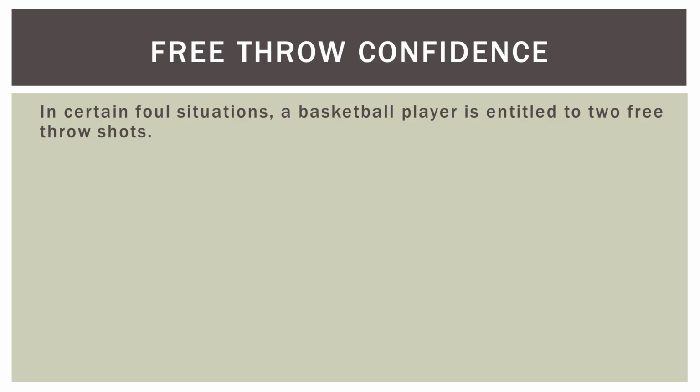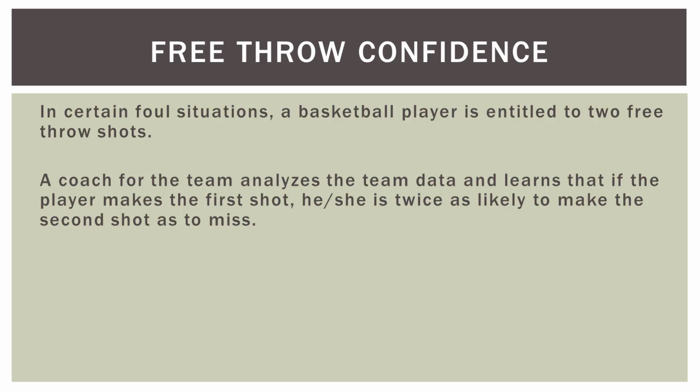All right, let's do one more example, and then we'll be done with the introduction, at least, to Markov chains. And this one has to do with basketball free throws, or foul shots. So in certain foul situations, a basketball player is entitled to 2 free throw shots, 2 foul shots. Now a coach with the team analyzes the team data and learns that if the player makes the first shot, he or she is twice as likely to make the second shot as they are to miss.